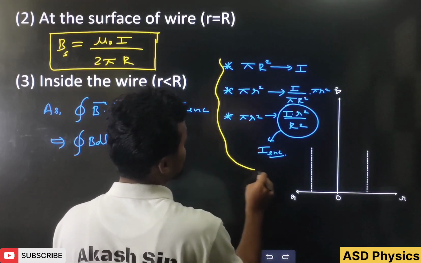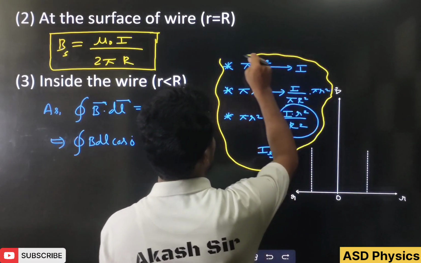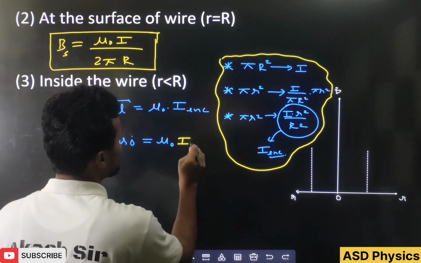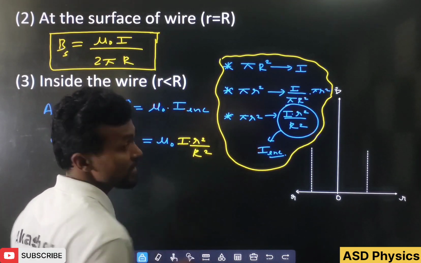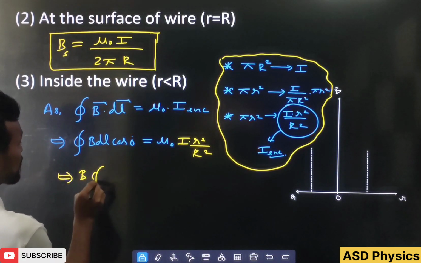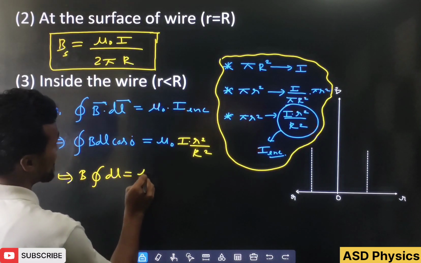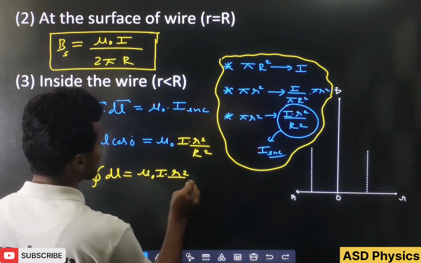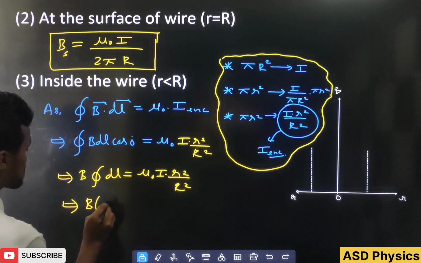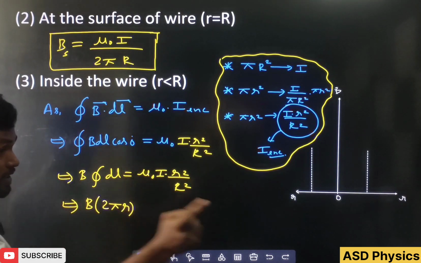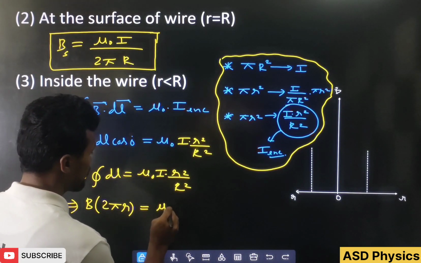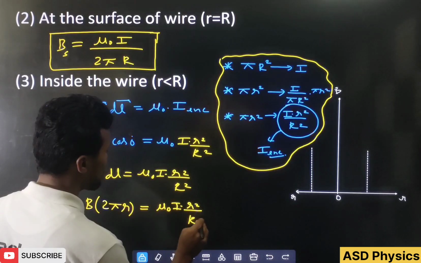I'll just write here somewhere, the unity rule. So now, how much is the enclosed current? Kindly see here, I small r square by capital R square. So closed integral B dl is equal to mu naught I small r square by capital R square. And this closed integral dl will become 2 pi r, the length of this Amperian loop, where small r is there. So mu naught I small r square by capital R square.